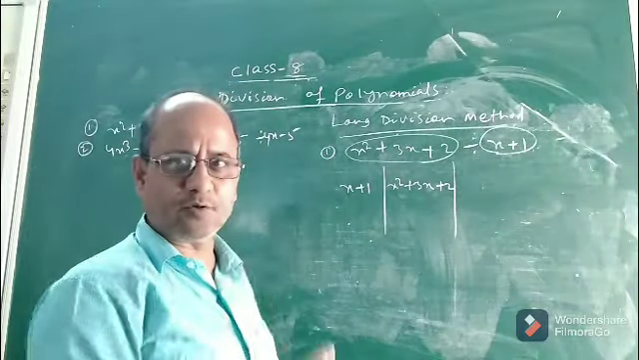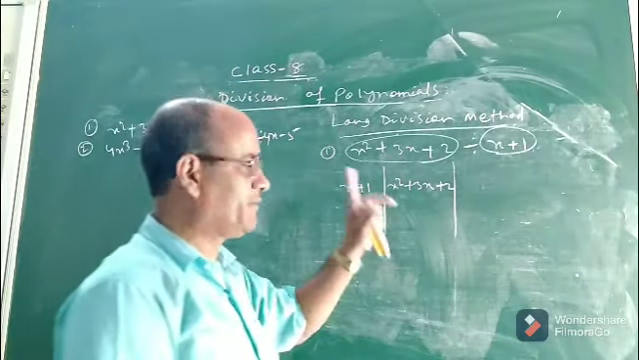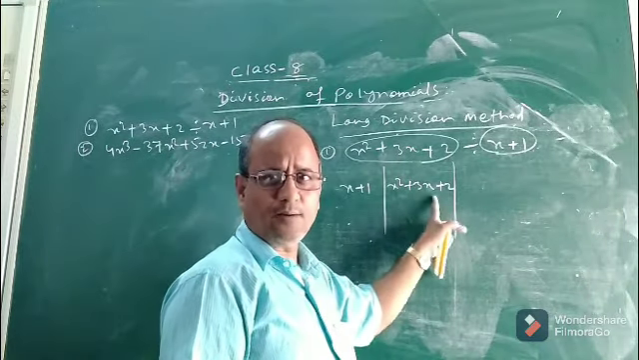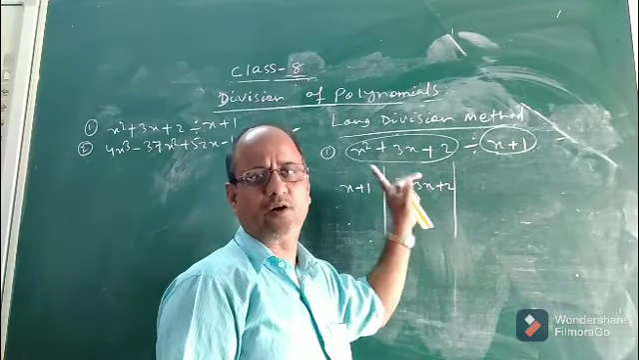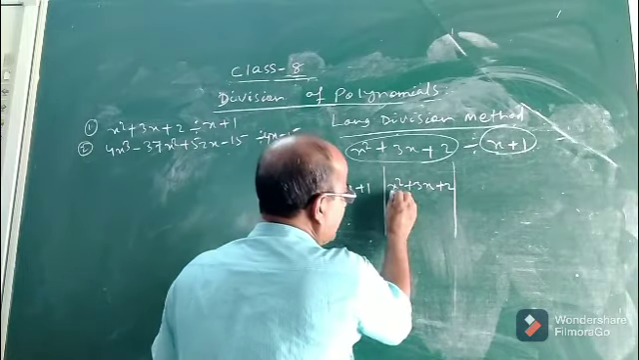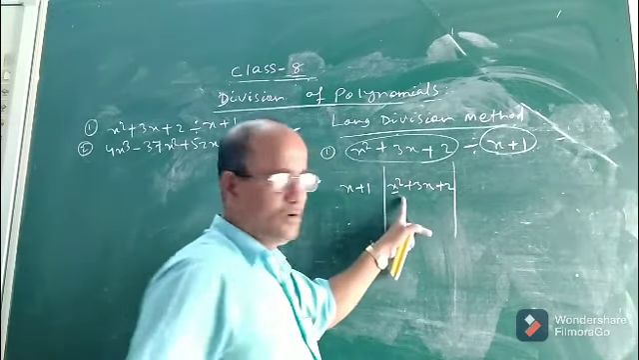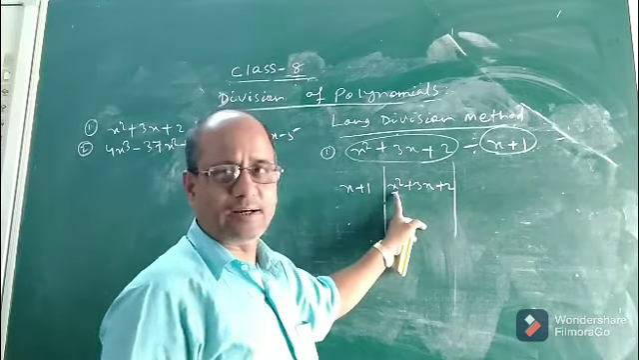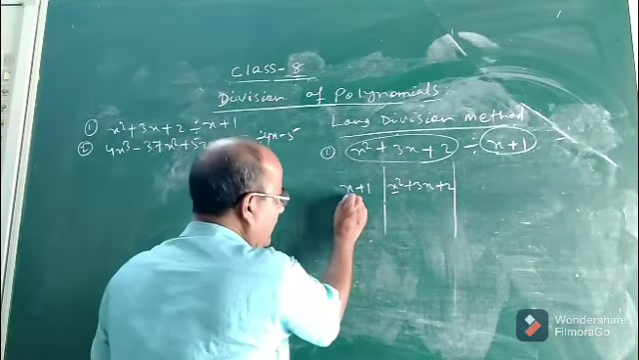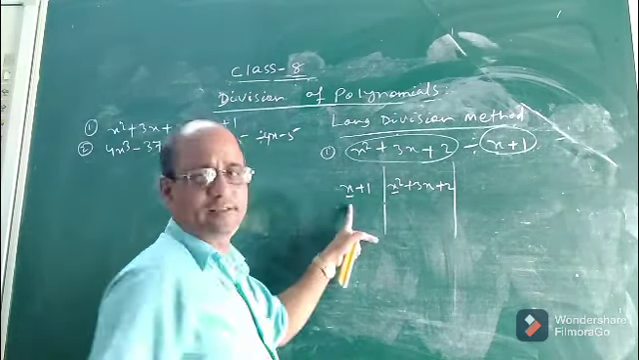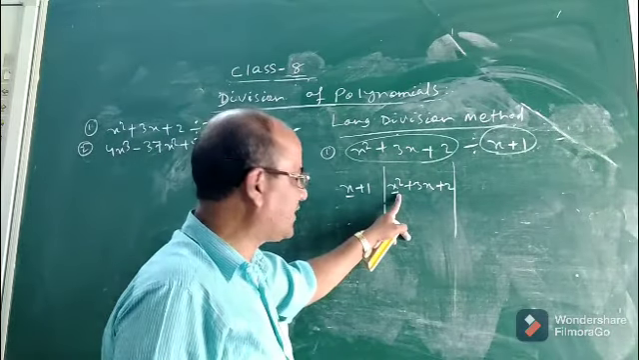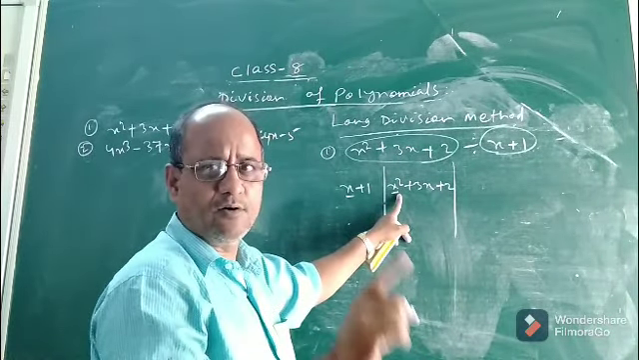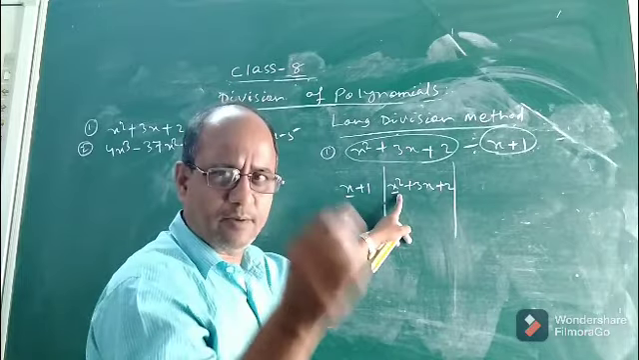See, what is the process? What is the first step to divide one polynomial by another using long division? Look at the first term of this dividend. What is that? It is x square. And what is the first term of the divisor? It is x.